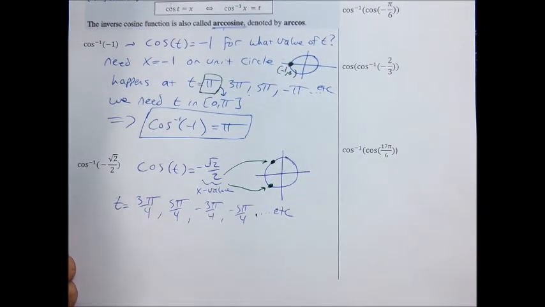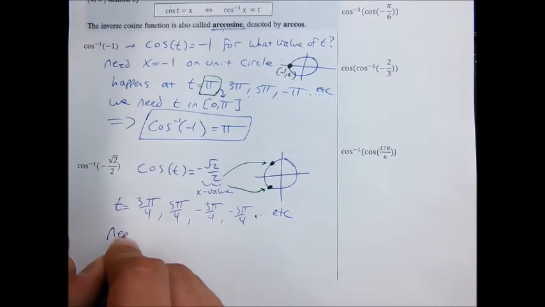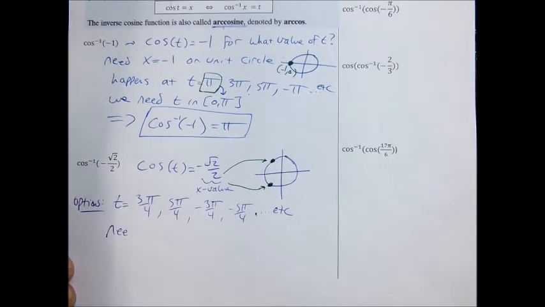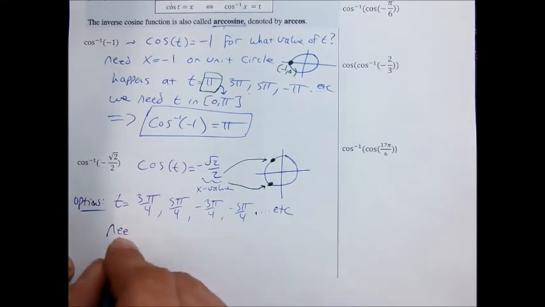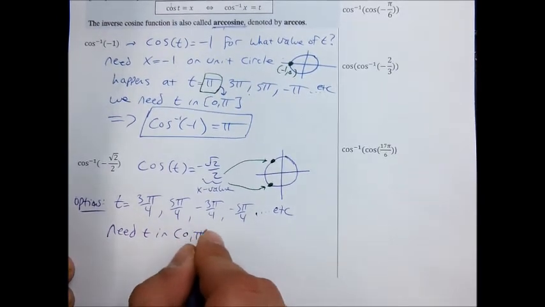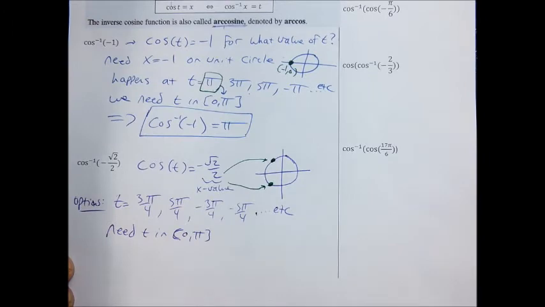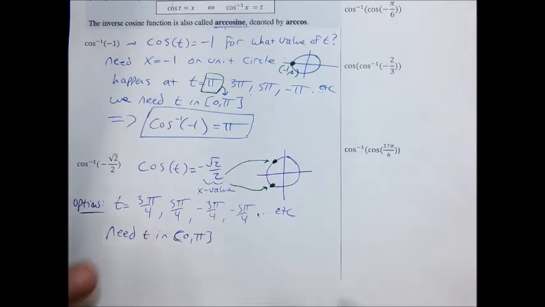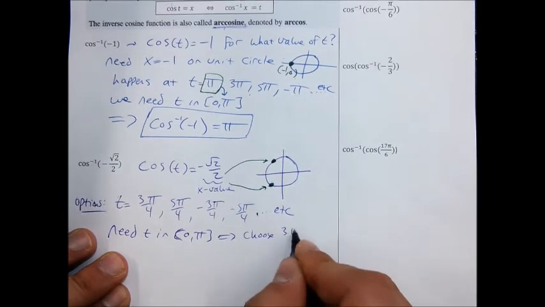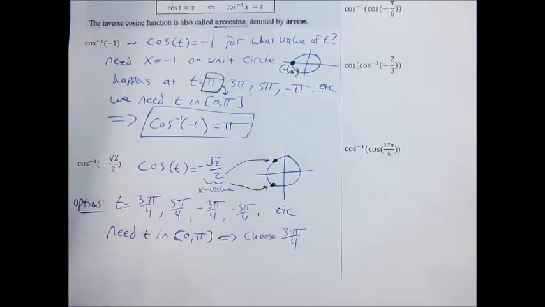Okay, so let me write some of that down. So these are our options. Let me just be clear about it. Those are our options. We need t to be between 0 and pi. And so we choose the one that's between 0 and pi. So in that case, we choose 3 pi over 4. And so our answer is 3 pi over 4.